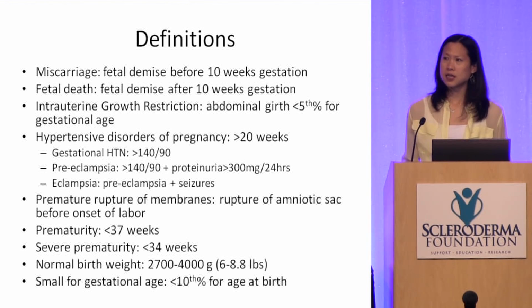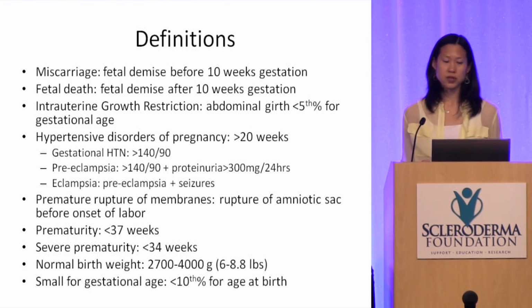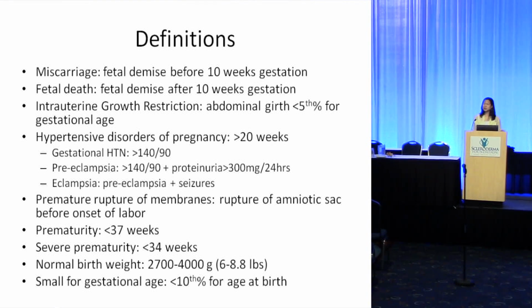Intrauterine growth restriction is based on scales for gestational abdominal girth, and if the fetus has an abdominal girth less than the 5th percentile for gestational age, that's considered intrauterine growth restriction. Hypertensive disorders of pregnancy are defined as occurring after 20 weeks of gestation and can be defined in different categories. So gestational hypertension itself is any time you have a blood pressure of 140/90 or higher. Preeclampsia is defined as hypertension, that same level, 140/90 or higher, plus having protein in the urine. And then eclampsia is having preeclampsia plus having seizures as well.